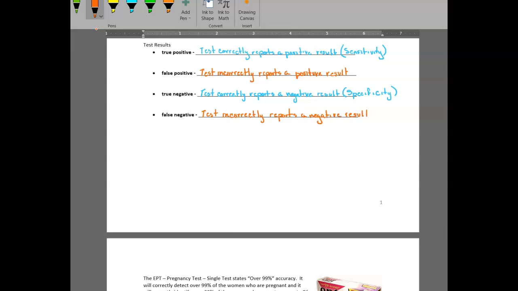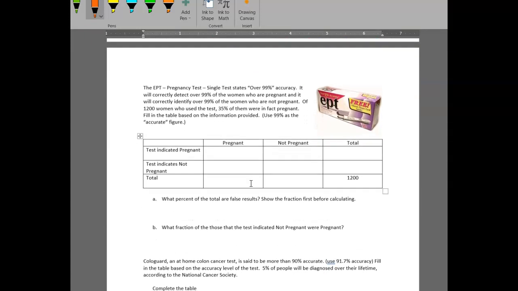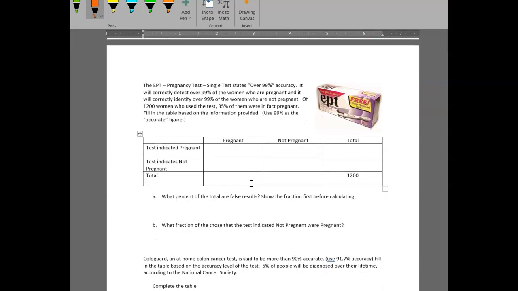All right, so let's look at a couple of examples. The first one we're going to look at is the EPT test. The EPT test indicates that it has over 99% accuracy. In other words, that means it will correctly detect over 99% of the women who are pregnant, and it will correctly identify over 99% of the women who are not pregnant.